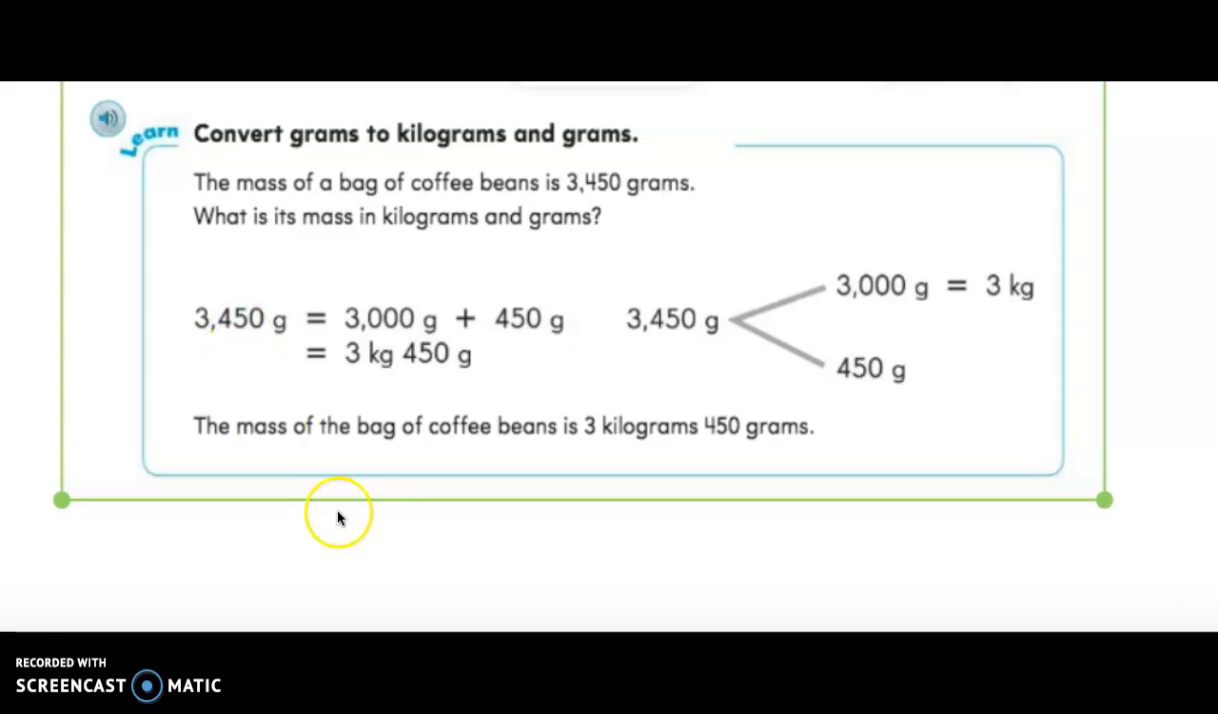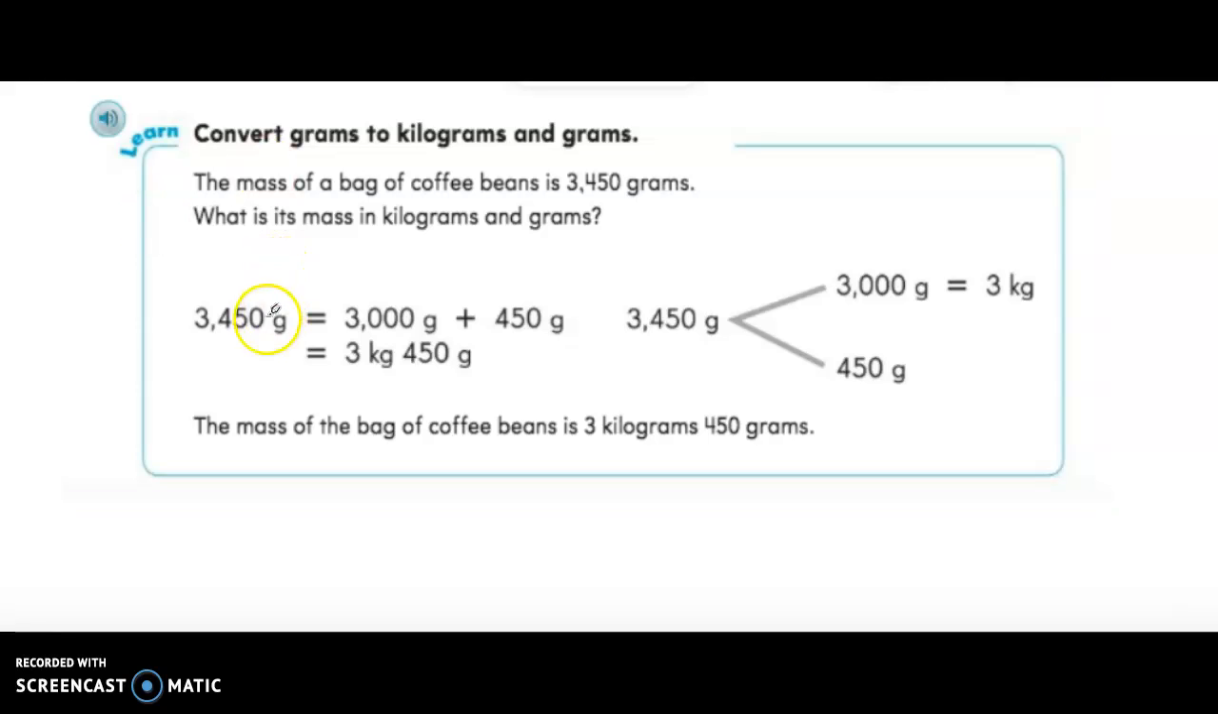Now we are going to work the opposite way. We are going to convert grams to kilograms and grams. Let's look at this example. The mass of a bag of coffee beans is 3,450 grams. What is its mass in kilograms and grams?